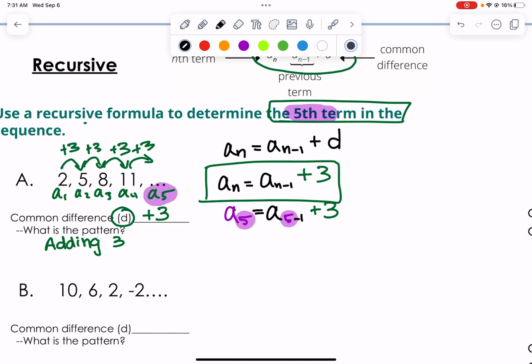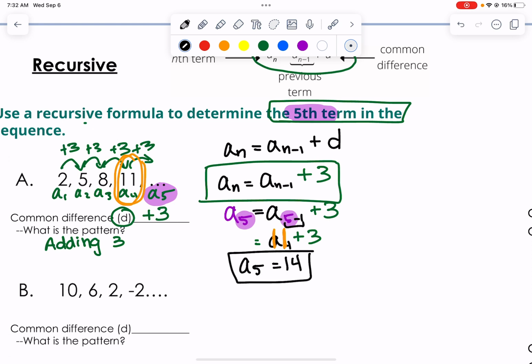So then now I need to look at this. What is 5 minus 1? Oh, that's correct. 4. Good job. So A4, then we have plus 3. So when we look at this, we can say, oh, wait, we know what A4 is. A4 is 11. So instead of writing A4, we're going to write 11. So we have 11 plus 3, which gives us A5 equals 14. That would be our answer.